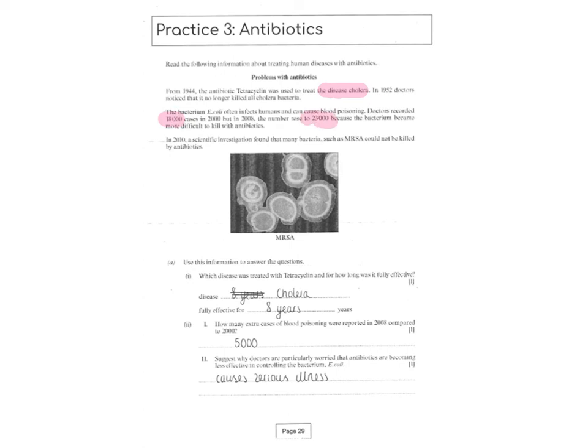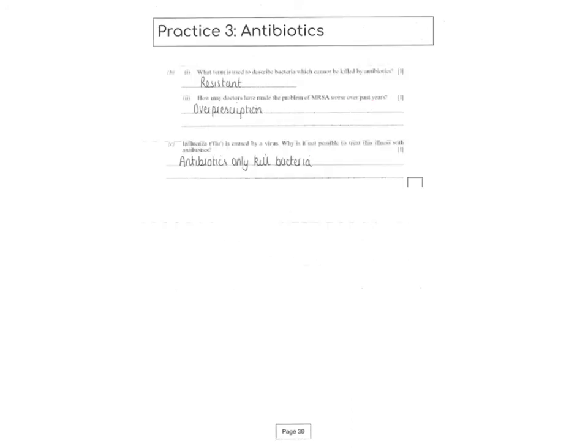Doctors are particularly worried that antibiotics are becoming less effective because it can cause serious illness to people. What term is used to describe bacteria which cannot be killed by antibiotics? They are resistant bacteria. Doctors have made the problem worse over the years because they overprescribe antibiotics to people when they don't need it. Influenza is caused by a virus. Why is it not possible to treat this illness with antibiotics? Because antibiotics only kill bacteria, they do not kill viruses.